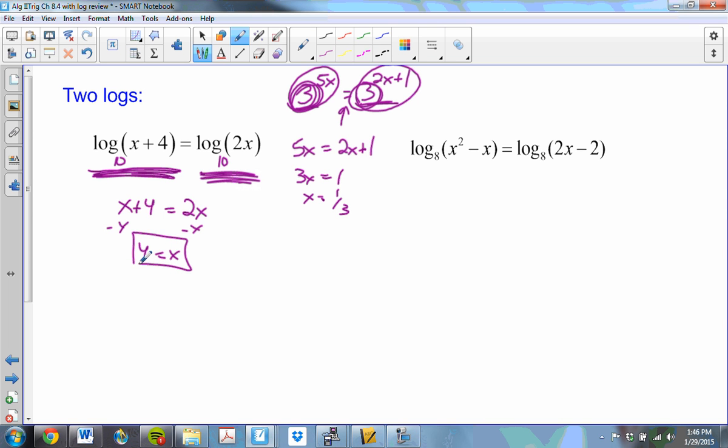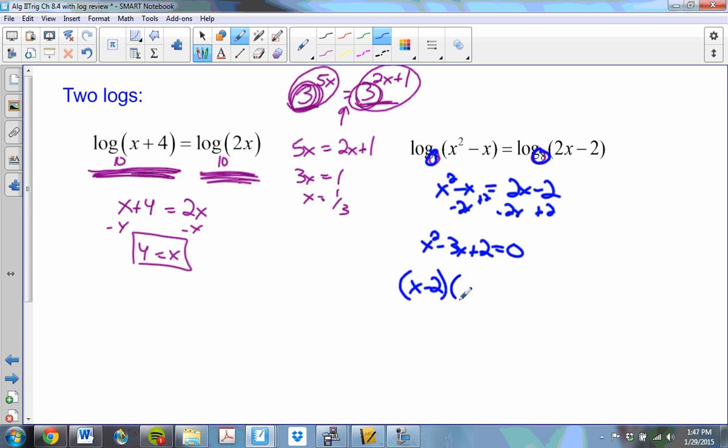So over here, these have the same base. Let's switch color now. These have the same base, so I can just drop the log. And now this is a quadratic, so I just solve it like a quadratic. I'm going to subtract 2x from both sides and add 2 to both sides, and I get that x squared minus 3x plus 2 equals 0. Well, this can factor really well. It's x minus 2, x minus 1, which means that my solutions are possibly 2 or 1.